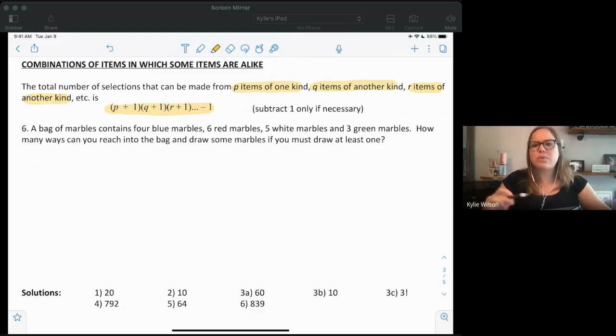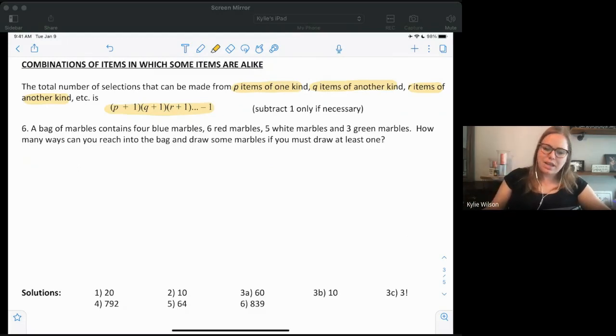Now, the reason why we add 1 here, if you're curious where this is coming from, is because we also want to include the 0 option. So we want to include being able to pick 0 of something, 1 of it, 2 of it, 3 of it, 4 of it, because we also want to include the opportunity to pick none of them. That's why we add the 1.